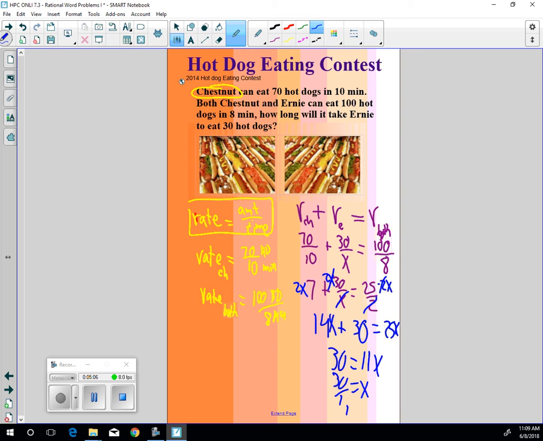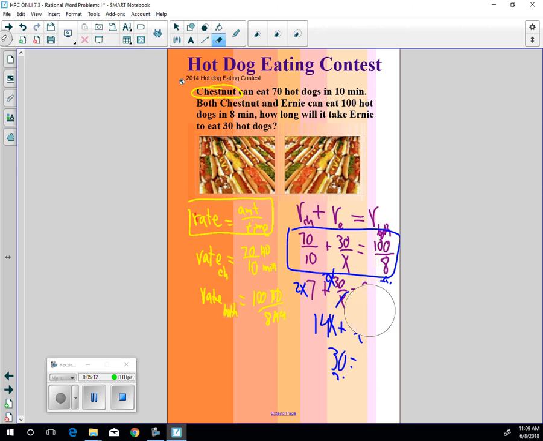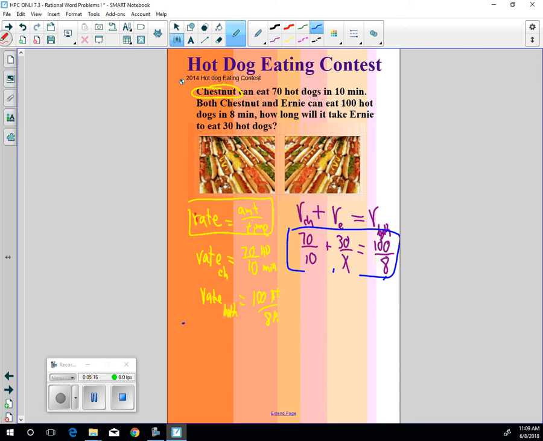But what you're probably wondering about is what was that move that I did here? Let me go through that one more time. What I did algebraically is what we call clearing the fractions. So 70 over 10 plus 30 over x equals 100 over 8.